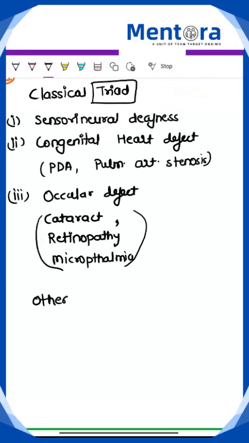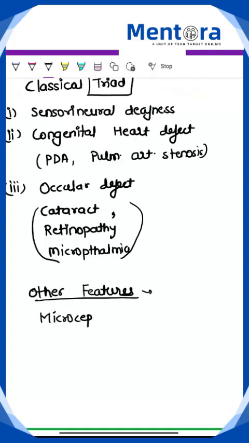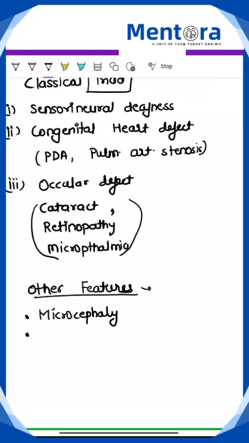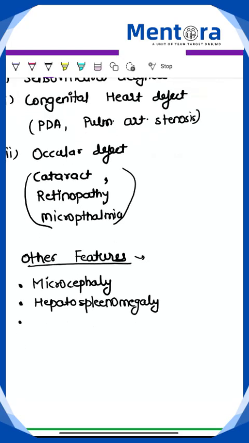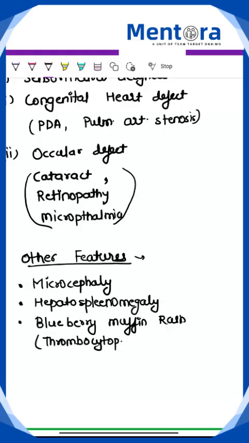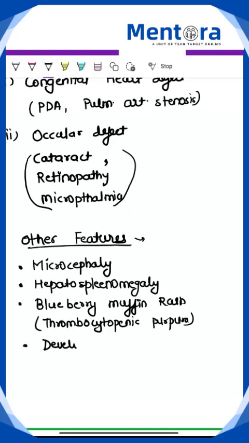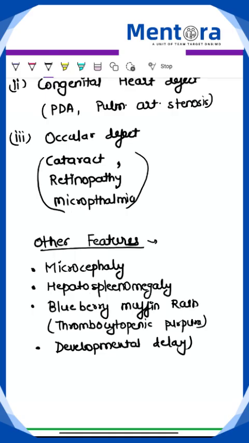Other features. You can also get microcephaly in the child, hepatosplenomegaly, classical blueberry muffin rash, thrombocytopenic purpura, and then later on developmental delay. These are the features we get to find in the infant.